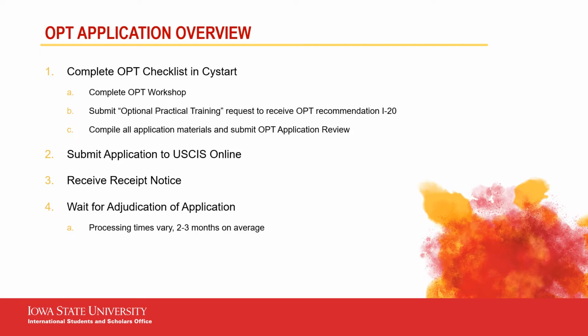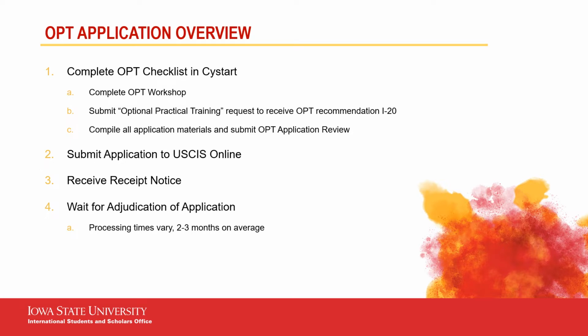Here's an overview of the OPT application process. First, you must complete the OPT workshop in SciStart, which you are currently doing. Way to go! Then, you must submit the optional practical training request, also in SciStart, and ISSO will verify your eligibility for OPT. Next, you will receive an updated I-20 from ISSO, along with a checklist of other application materials you will need to compile.